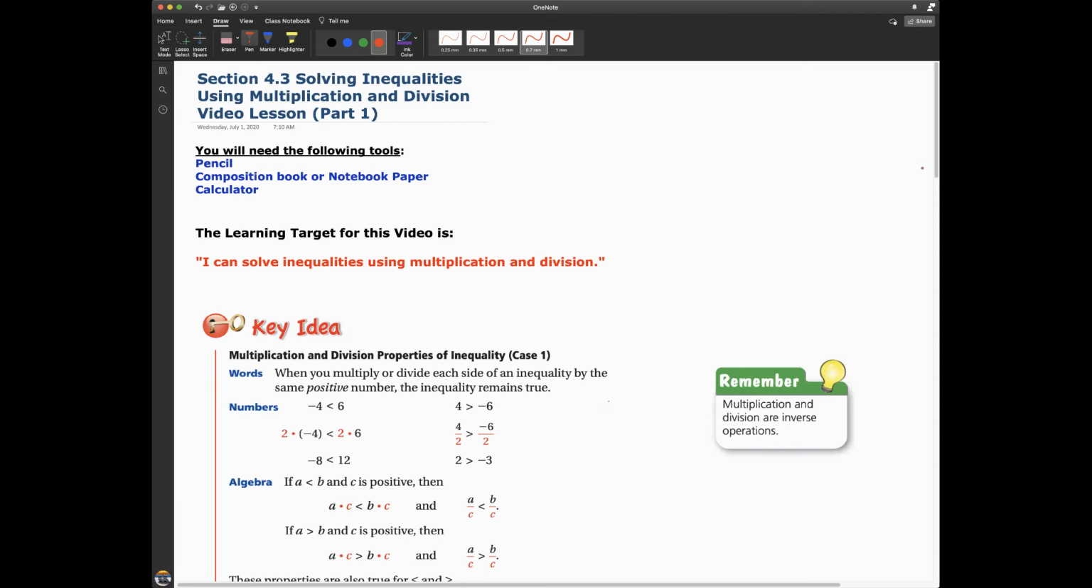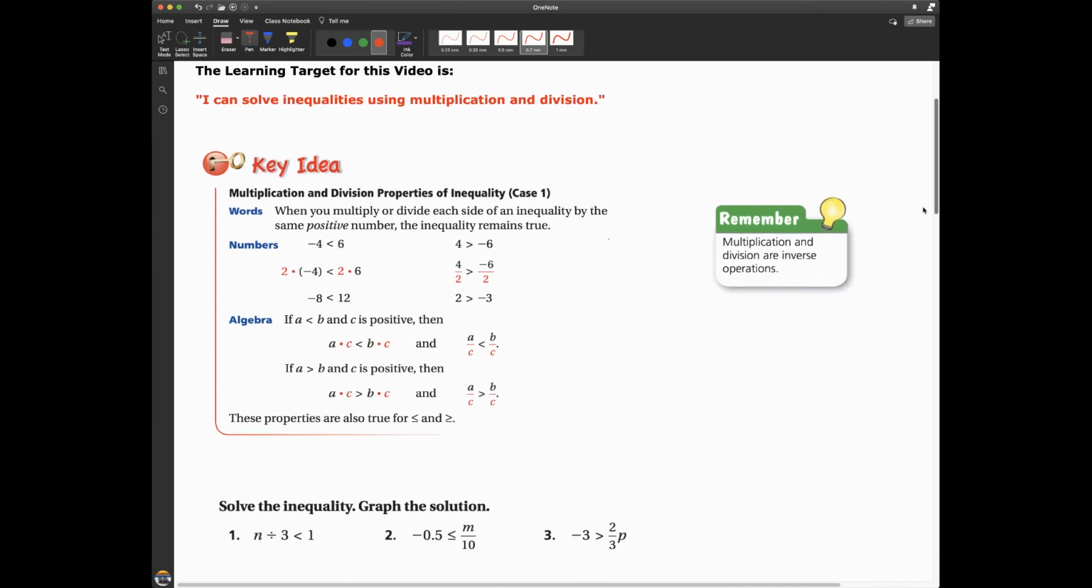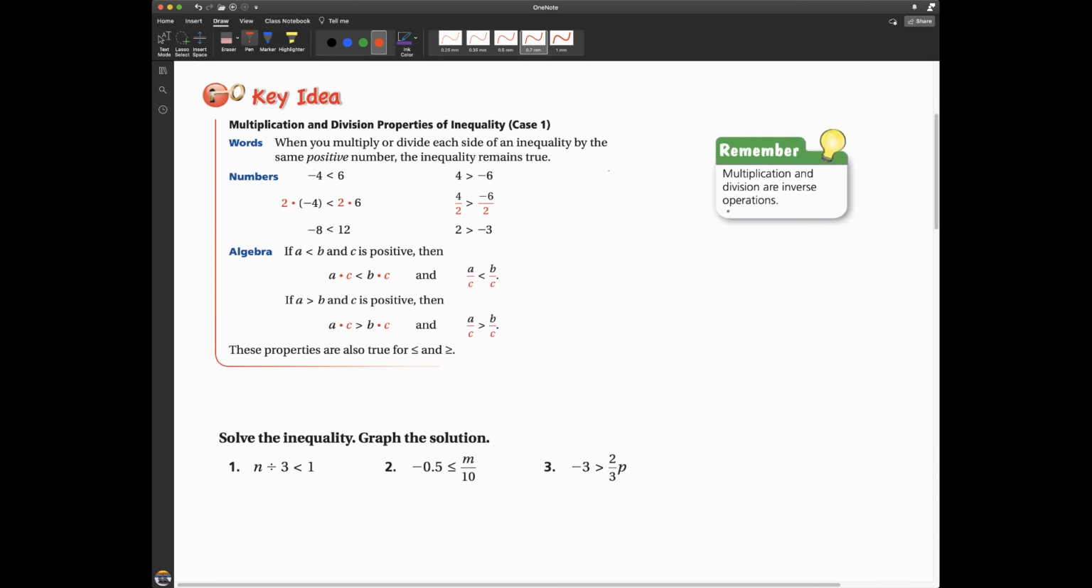So for this video, as always, you need a pencil, composition book, or notebook paper to take notes, and a calculator. And the learning target for this video is I can solve inequalities using multiplication and division. So there's two cases for this. The first one is if you have an inequality and you're going to multiply or divide each side of the inequality by a positive number. So if you do that, then this is just like chapter 3 when we solved equations using multiplication and division.